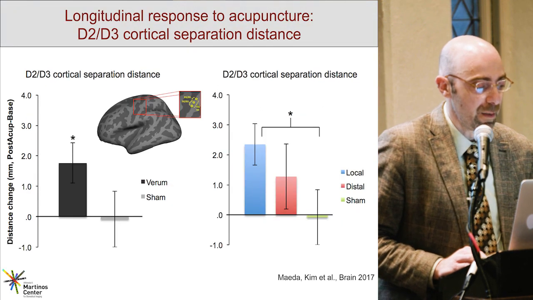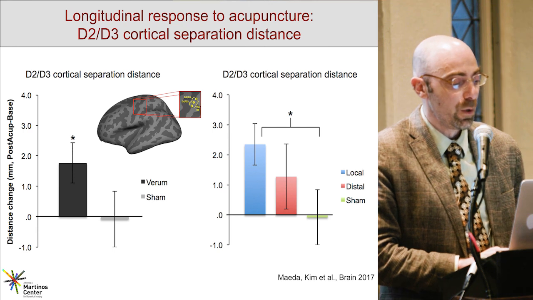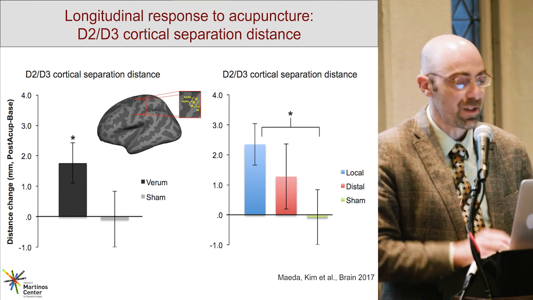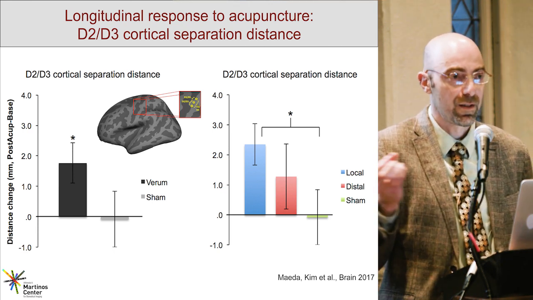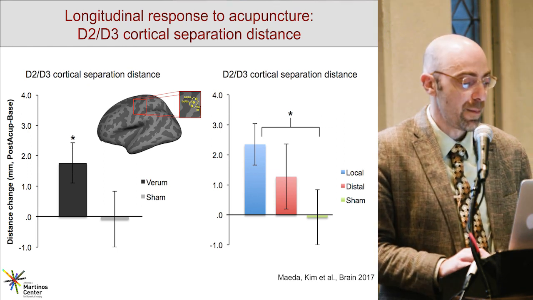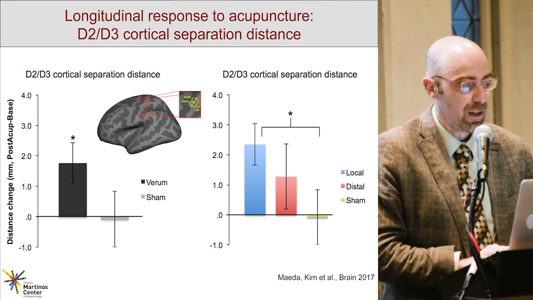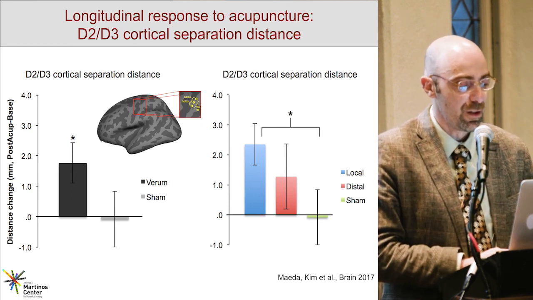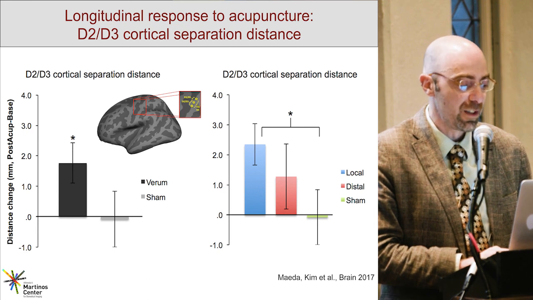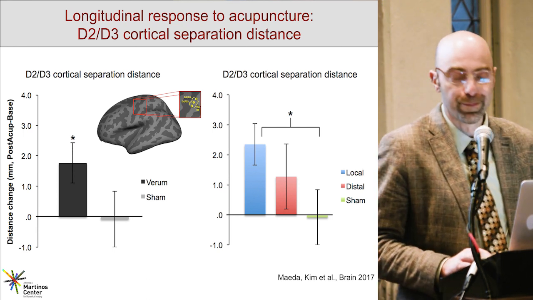Then we looked at what was happening in the brain. And so again, similar to the pilot study, we found that with Verum acupuncture, there was an increase in the separation distance of these two fingers in the brain for real acupuncture and not for sham acupuncture. And there was a significant difference. Specifically, there's a larger effect size for the local acupuncture group, but the distal acupuncture group also was increasing this, just not as much as the local acupuncture group.